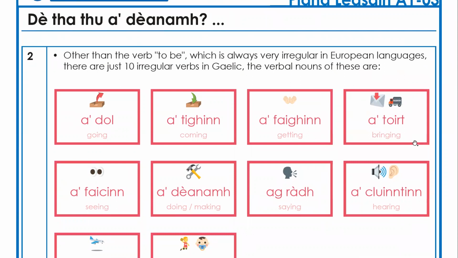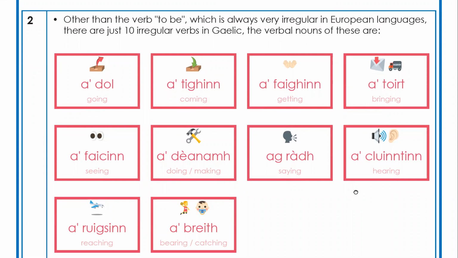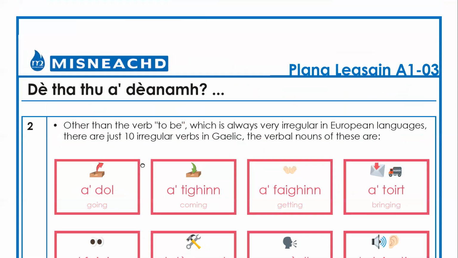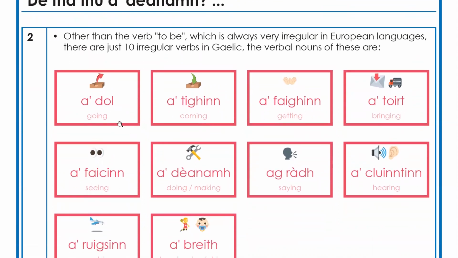So other than the verb to be, which is almost always very irregular in European languages, there are just 10 other irregular verbs in Gaelic, so there's not a huge number, which is good news. And we'll see here the verbal nouns of the 10 irregular verbs. So adul is going, and if we use that in the sentence, ha mi adul, I am going.